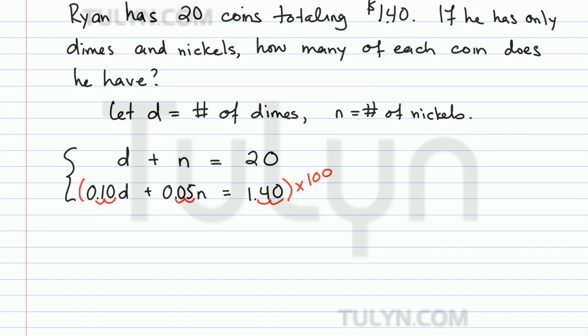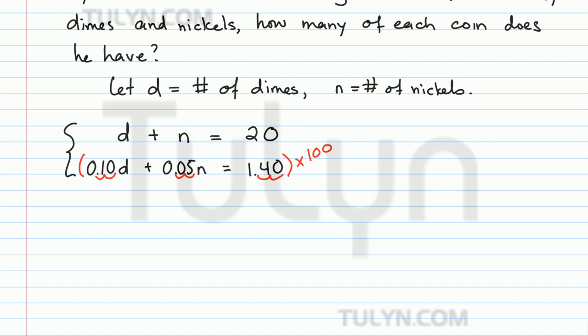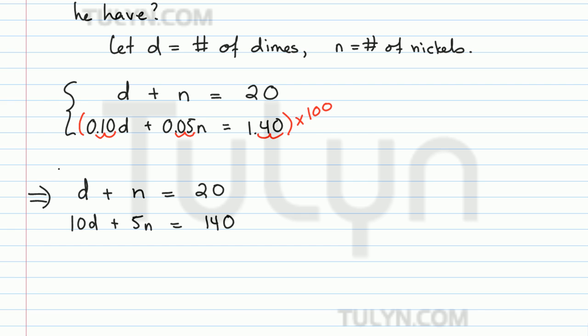So, knowing that, let's rewrite our system of equations. The first equation is going to be the same: D plus n is equal to 20. And then the second equation, we're multiplying everything by 100, so we get 10d plus 5n is equal to 140. So this is our system of equations that we are most comfortable with, and now we can actually solve.